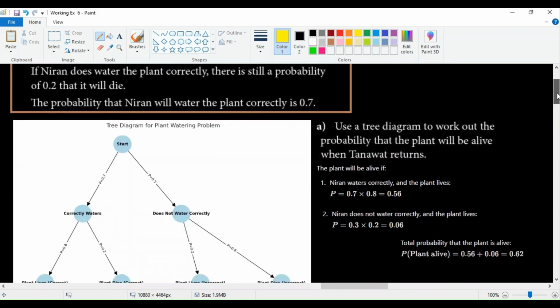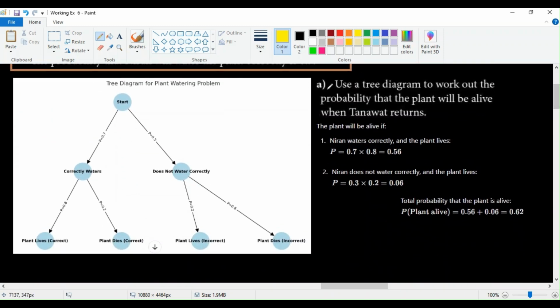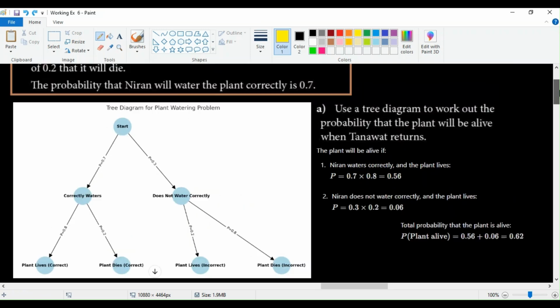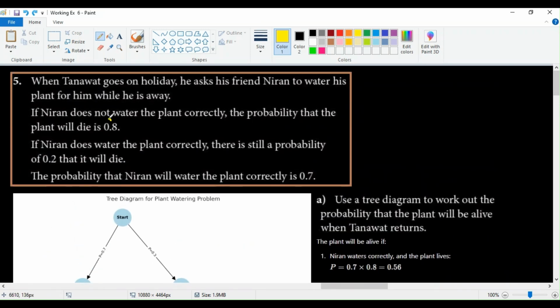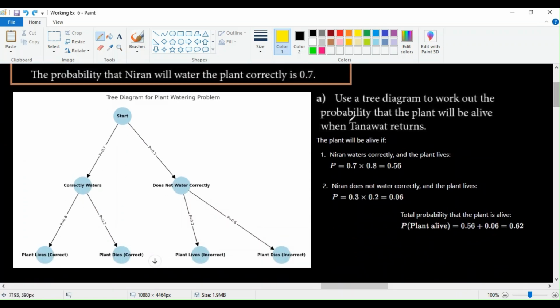They are asking us to draw a tree diagram. It says use a tree diagram to work out the probability that the plant will be alive when Tanawat returns. When you look at this tree diagram, I have divided it into two different sections. If it is water correctly, it is 0.7, I have mentioned over here. So this is going to be 0.3, does not water plants correctly. Always remember that this one and this one add up to 1. This information I have taken from the question itself. They are already saying what values to keep, so I have kept them the same way. The only thing I have done is add them together to check that they give you 1.